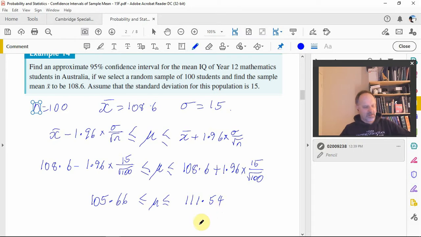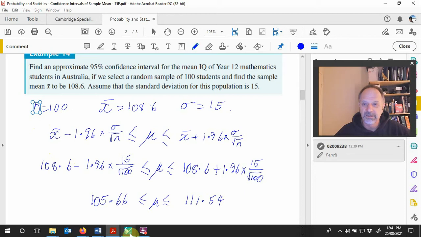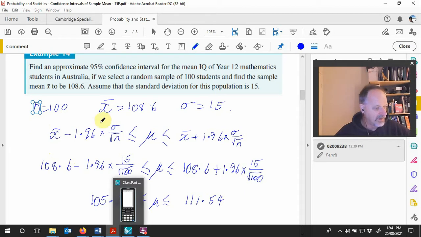And of course, the IQ of the whole population, rather than just your Year 12 mathematics students, is out of 100. So of course, as we realise, mathematics students are more intelligent, which is not really surprising at all, because mathematics is an excellent pursuit, of course. All right, so your calculator can do this stuff there.